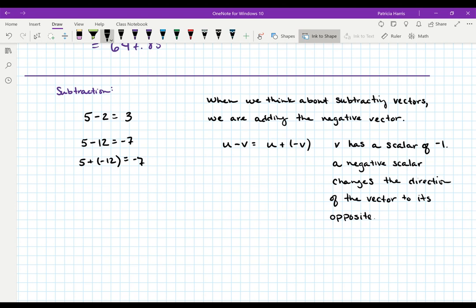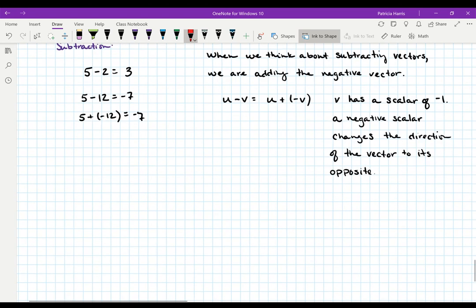Okay? All right. Now, another thing to remember about vector subtraction: vector subtraction is not commutative. So what that means is that we cannot change the order.